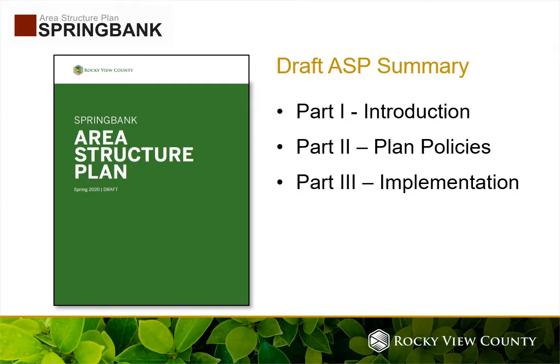The plan is divided into 3 parts: the introduction, which includes the vision and goals, and the plan policies, which include land use policies, which address the various land use areas as identified in the plan, open space and recreation policies, infrastructure policies for transportation, utility servicing, stormwater, emergency services, and environment. And finally, implementation and coordination policies for local plan and application submission requirements and action items to be completed after adoption of the plan.